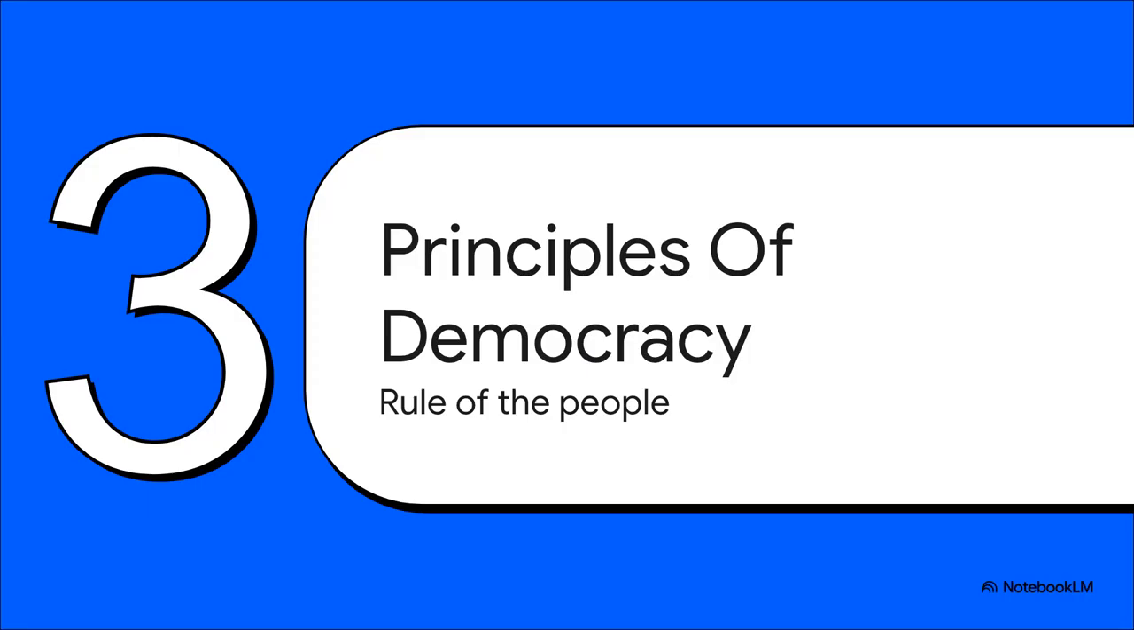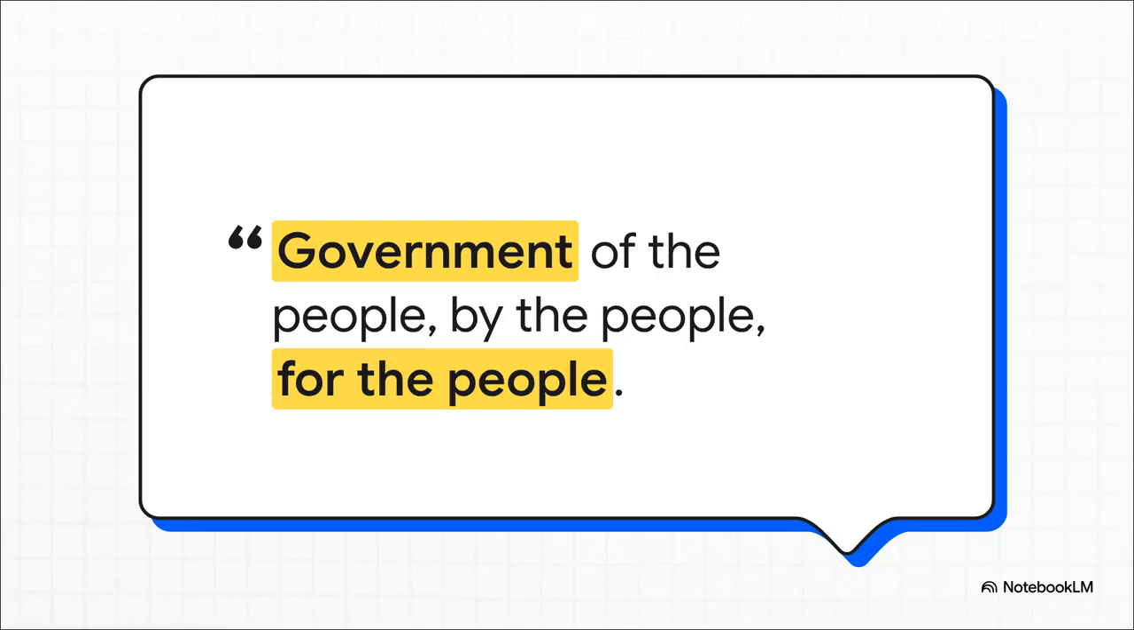Which brings us to Section 3, the principles of democracy. We are going to zero in entirely on democracy right now, since it's the most popular form of government in the modern world, to uncover what actually makes it tick on a foundational level. And the most crucial point is captured perfectly in this famous 19th century quote by U.S. President Abraham Lincoln. In a democracy, the true source of power and authority isn't a king, and it isn't a military general. It is always the citizens themselves. The government exists because the people allow it to, and it exists solely to serve them.